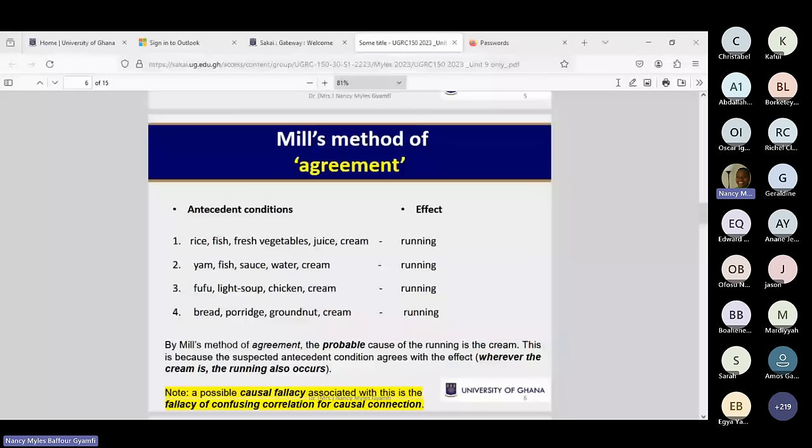Okay. So the patients are running. They are all running. That's the effect. So the effect is the same throughout. Now, what is the antecedent condition? We are trying to diagnose. So we are the medical doctors there.